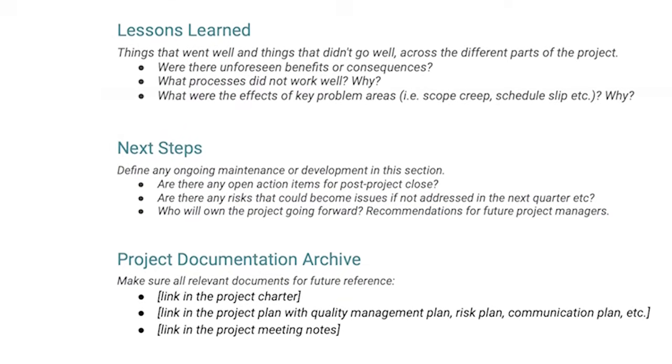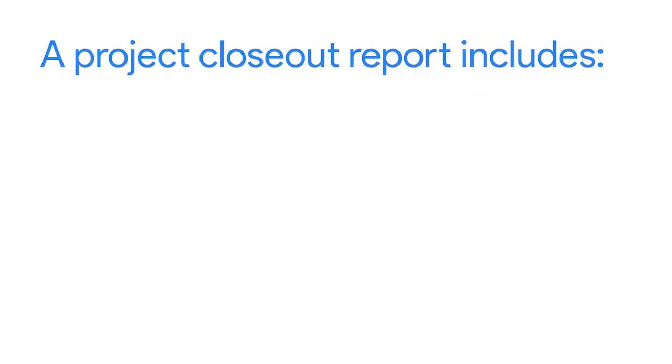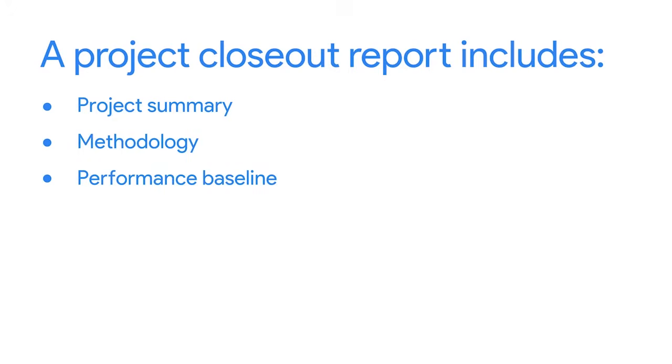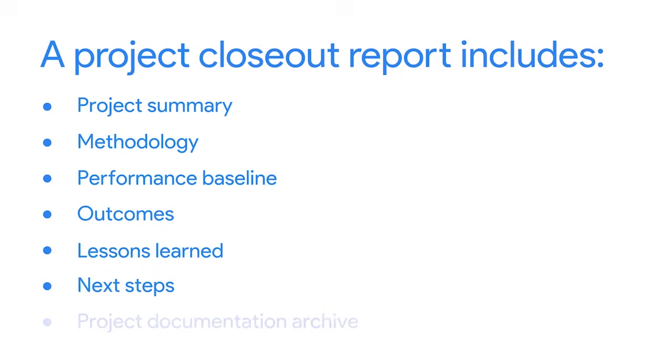Let's review. When writing a project closeout, make sure to include the following: project summary, methodology, performance baseline, outcomes, lessons learned, next steps, and add a project documentation archive. Hopefully, I've explained just how important the closeout report is for a project. If a project is repeated or a similar project is initiated, this important documentation, which includes your learnings and project outcomes, will set future project managers up for success.